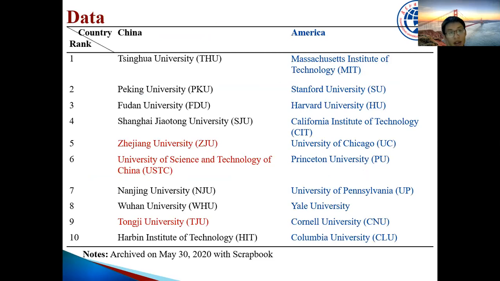We first collected our data. They consist of the pandemic section of the top 10 universities in China and America, according to the QS World University Ranking in 2020. The data was collected on May 30, 2020 with Scrapbook, a Firefox add-on. It should be noted that 3 of the Chinese universities don't have a pandemic section, while all of the American universities have a pandemic section of their own.